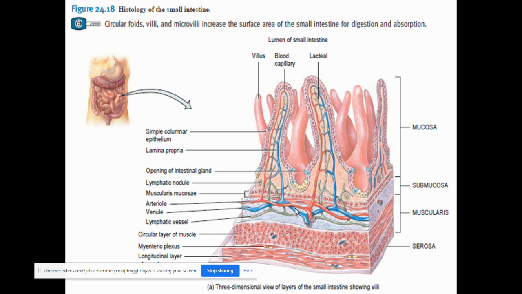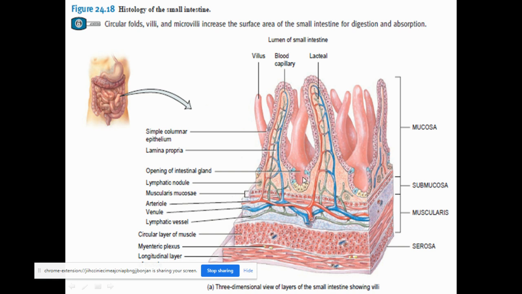Because of this, it increases the surface area of the epithelial cells and it increases the digestion, and it secretes the digestive juices. You can see there are small pits here. In between the villi there are small pits. These are called the intestinal glands. These are the openings of the intestinal glands. So this is the region where the digestive juices are secreted.